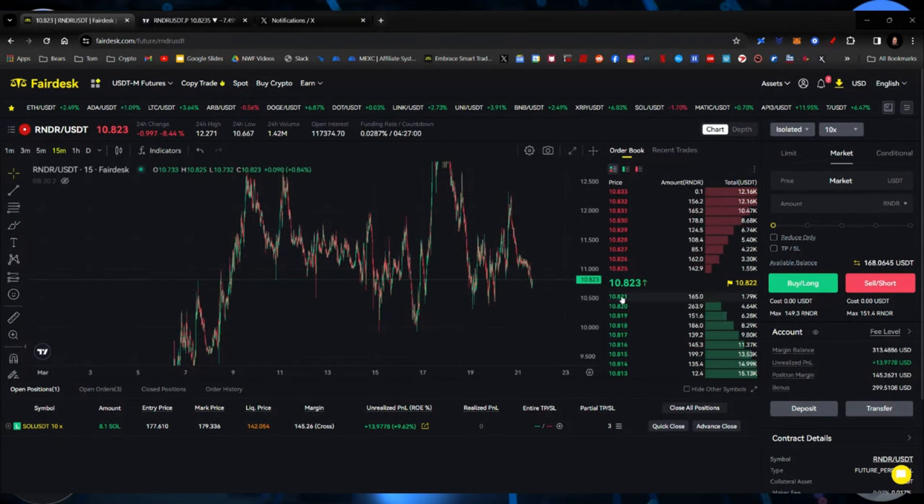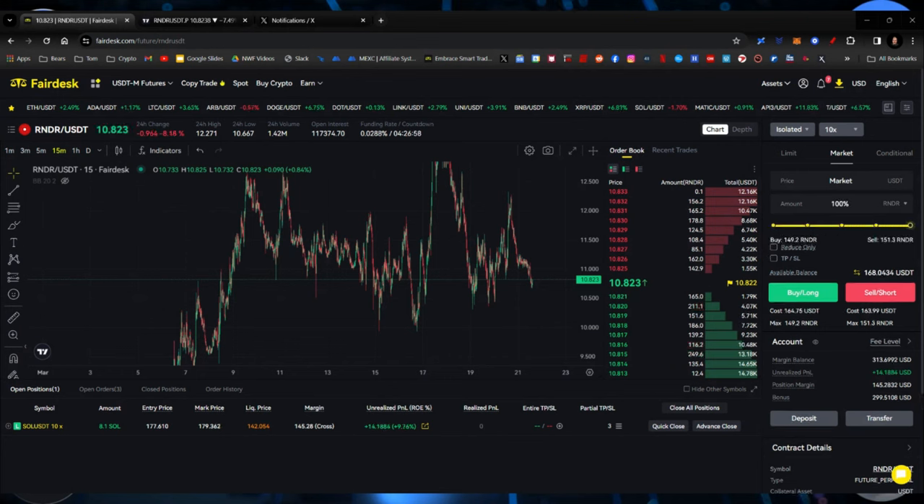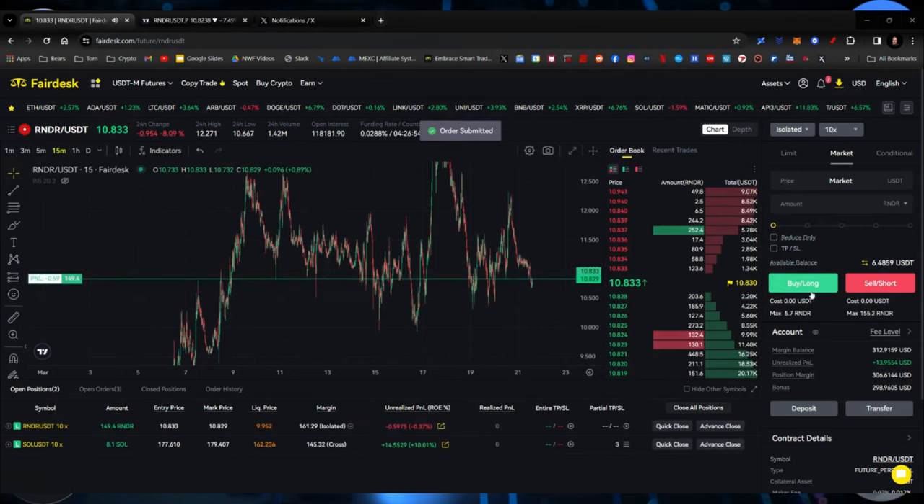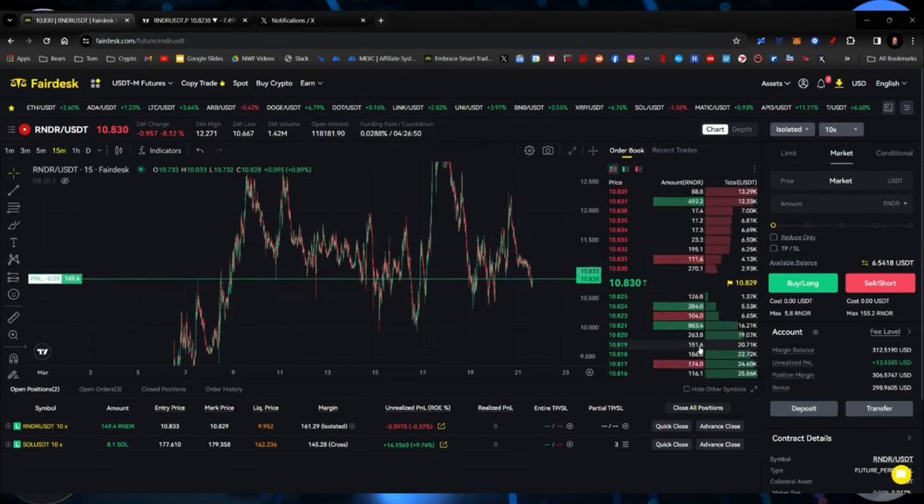So what we want to do right now is enter a long position at current market price for Rndr. We're going to pop that in right now. We're going to get ourselves into a position. Our entry price is going to be $10.83. I was looking at this down here just a little bit more, but a few pennies are not going to make a difference here.